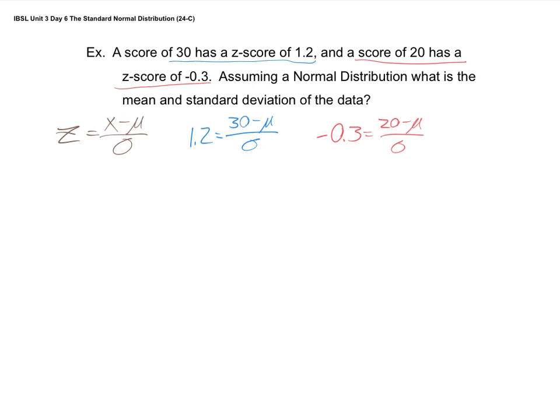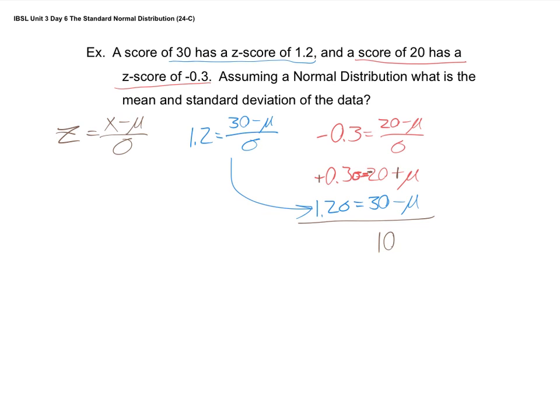Now we can solve our system of equations. Negative 0.3 sigma equals 20 minus mu. And for the other one, 1.2 sigma equals 30 minus mu. To solve this, I'm going to combine the two equations. I'm going to multiply the first equation by a negative 1, because then I'll have a plus mu and a minus mu, and that cancels out.